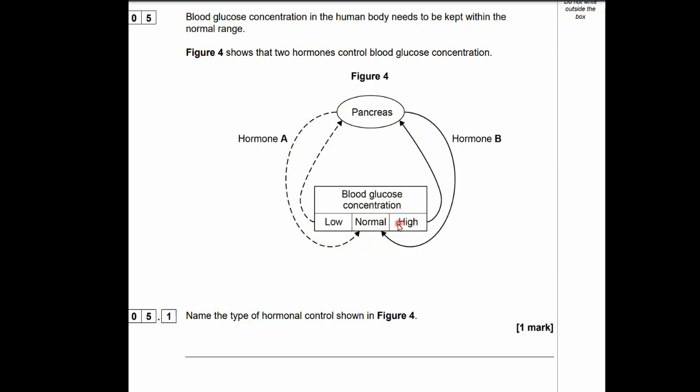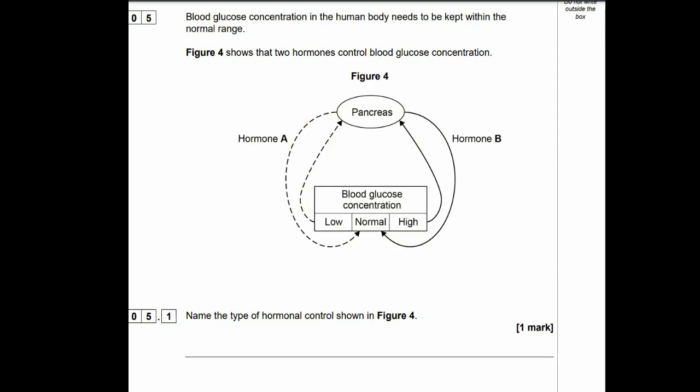And then when the blood glucose concentration is high, we're talking about after a meal, after eating something very sugary, something happens in the pancreas. Hormone B is released, and our blood sugar returns to normal. What type of hormonal control is shown in figure 4?